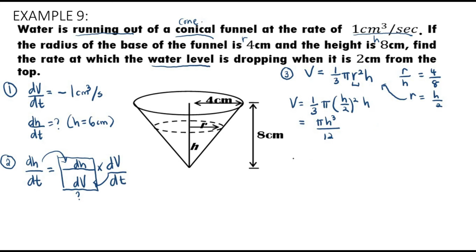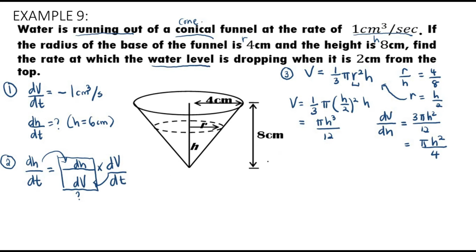From here, we can directly differentiate our equation. So we're gonna get our dV over dH will be equal to 3 pi h squared over 12. Simplify this one again, you're gonna get pi h squared over 4.